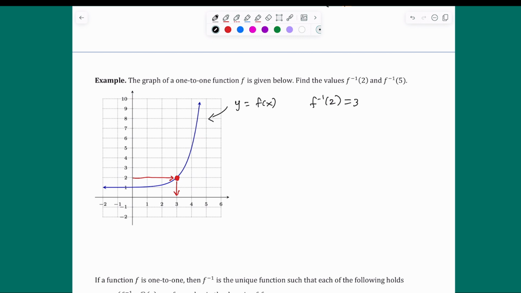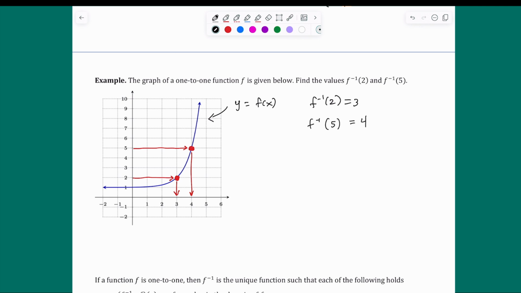Likewise, we have f inverse of 5. So we find the 5 on the y-axis and follow it to the graph. And we get the corresponding point there, and then project down, or follow it to the x-axis, and we see we have an output of 4. So we have f inverse of 5 gives us a value of 4.